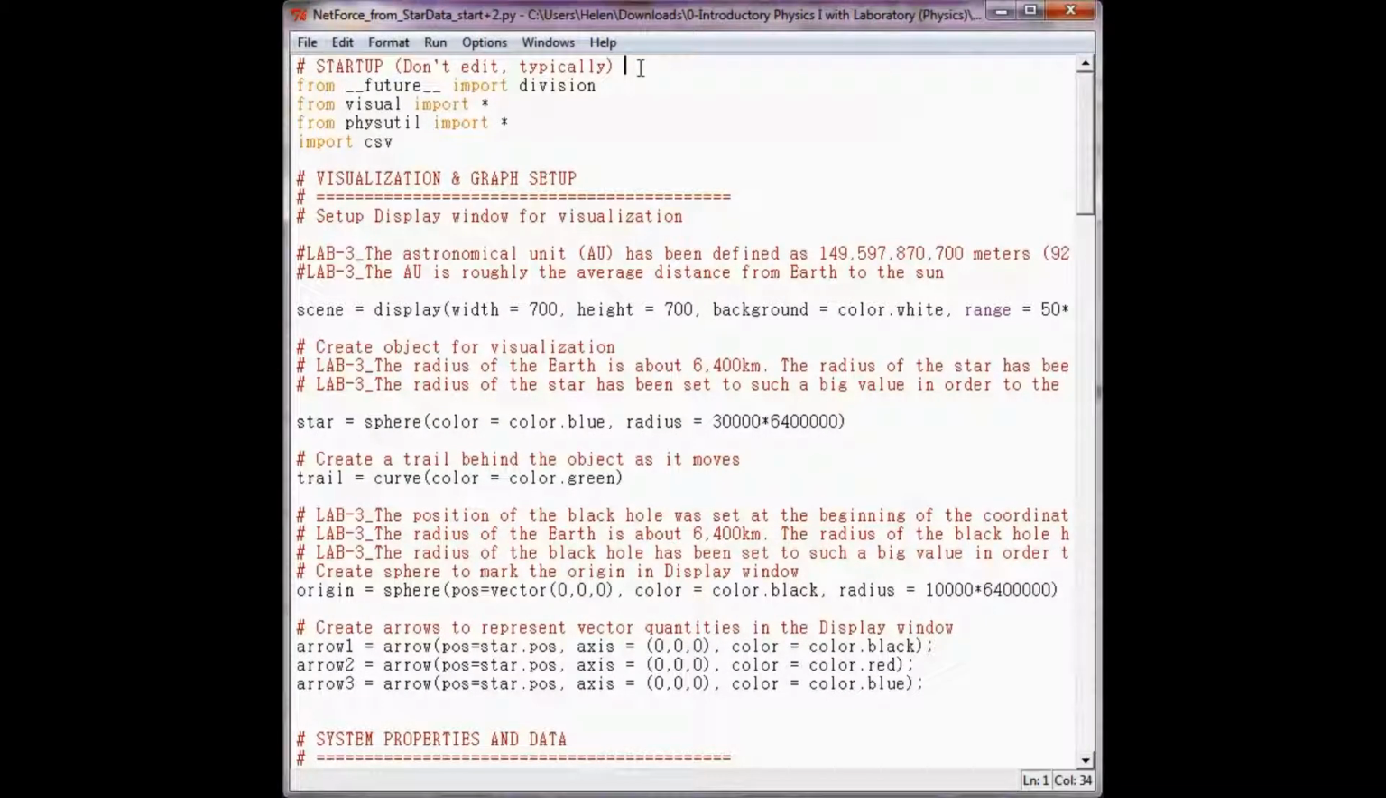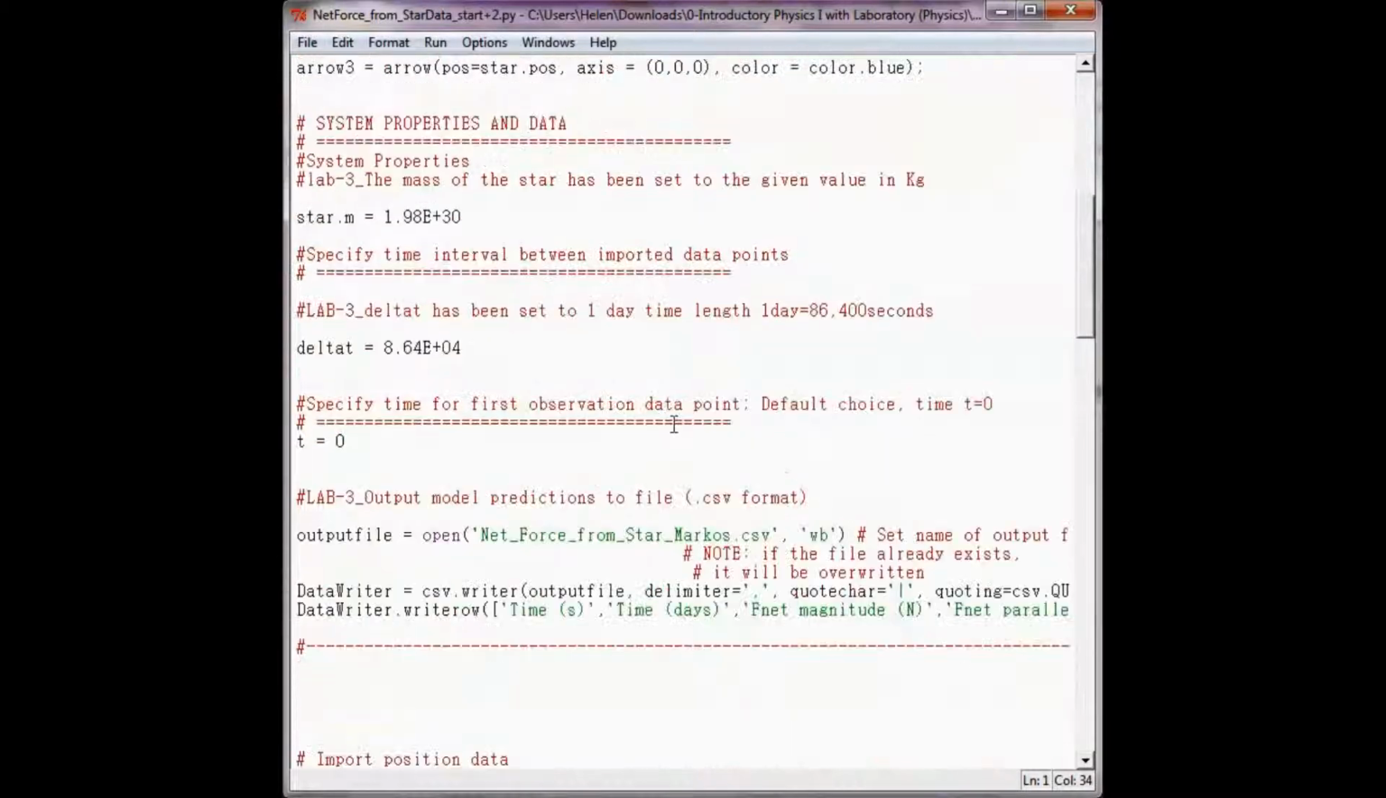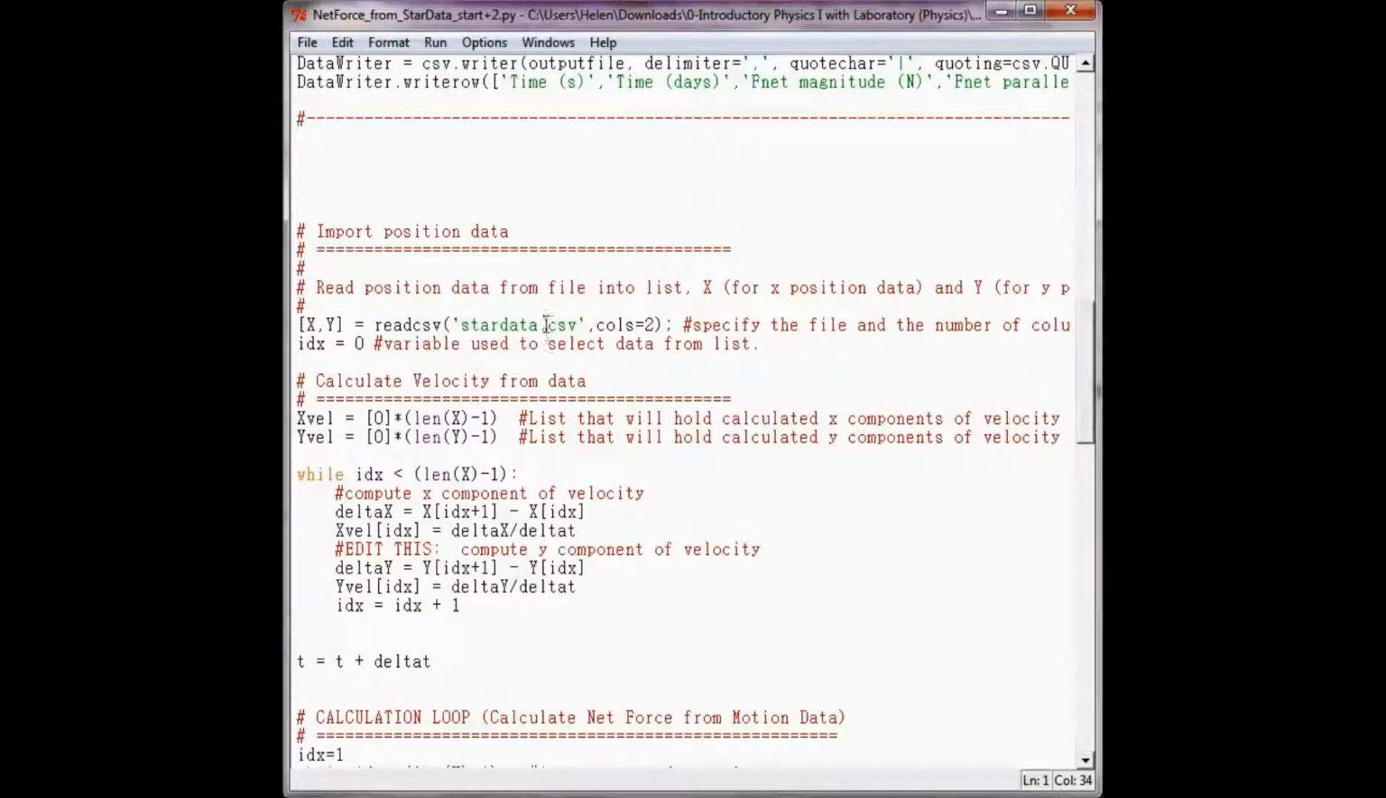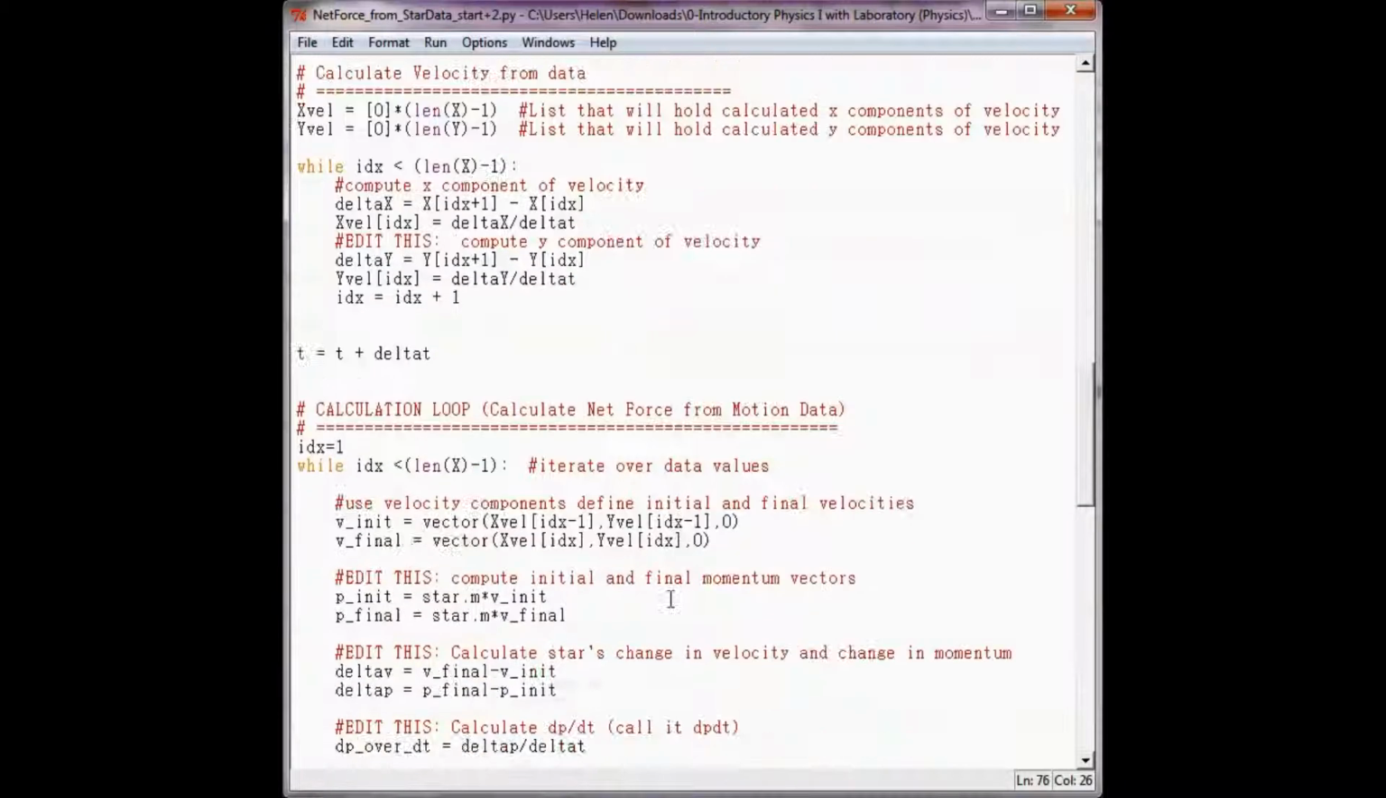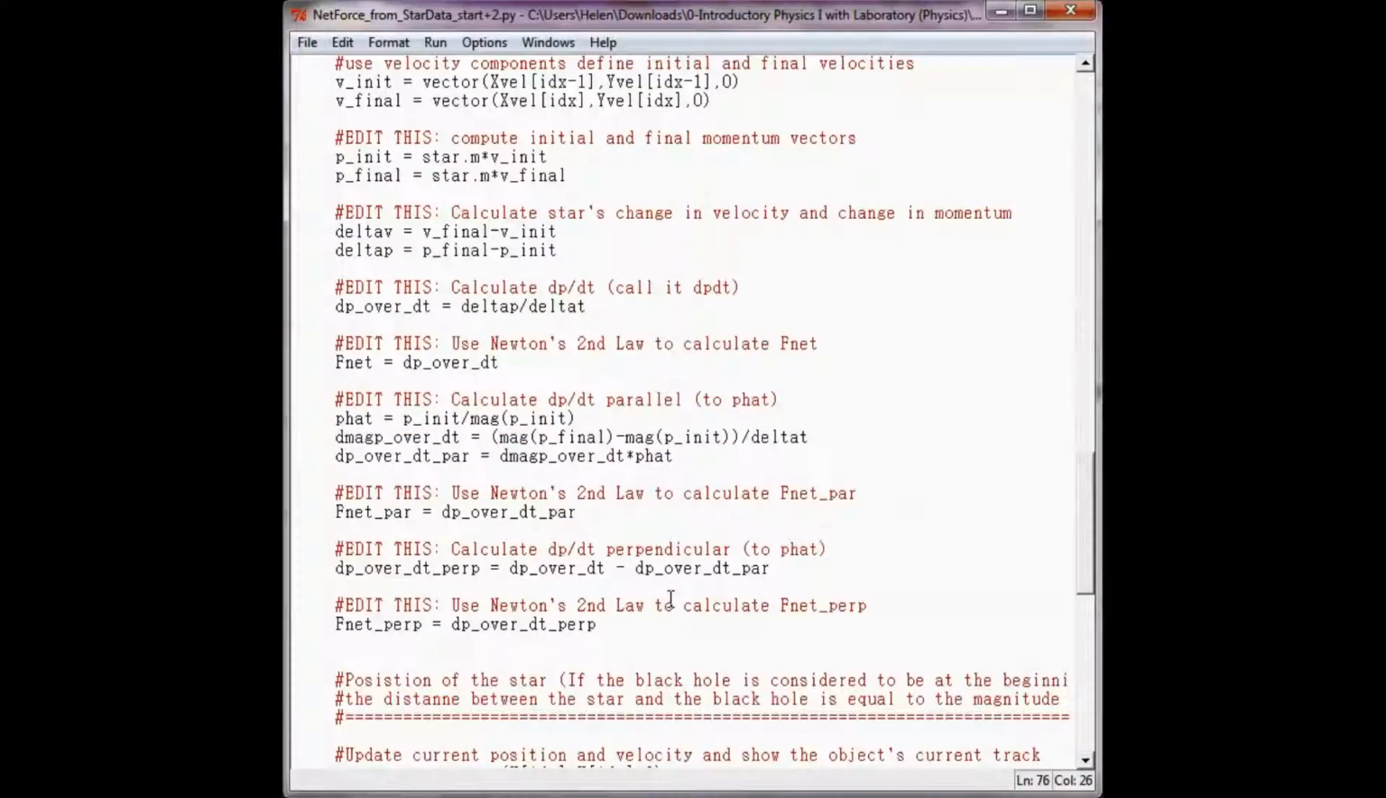For the purposes of the third physics laboratory, I applied physics principles and created a computational model in order to analyze the motion of the star. Using the provided position data of the star data CSV file, the model calculates physical quantities relating to the motion, such as the momentum of the star and the net force acting on the star.